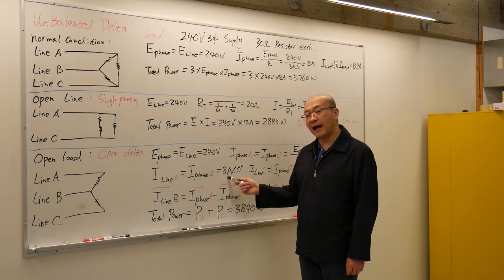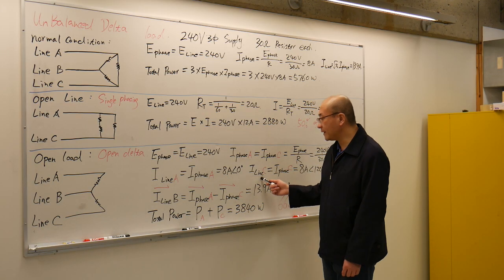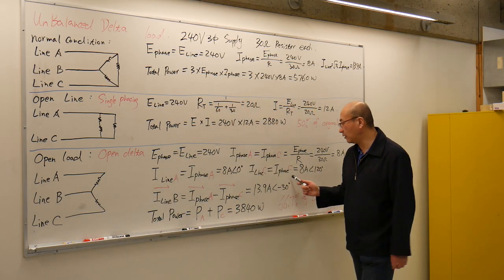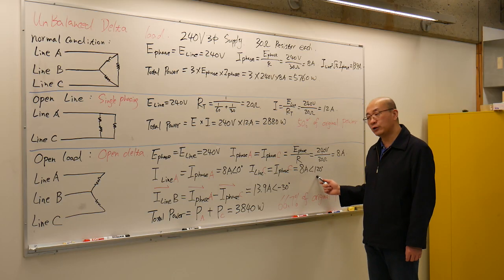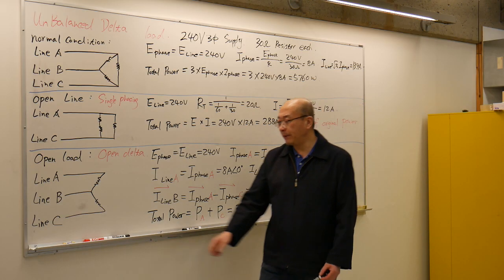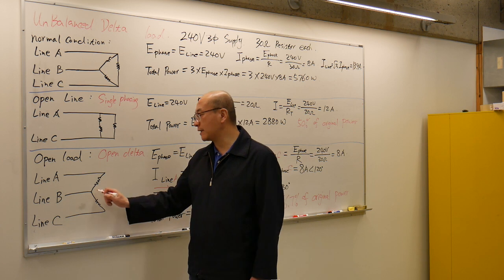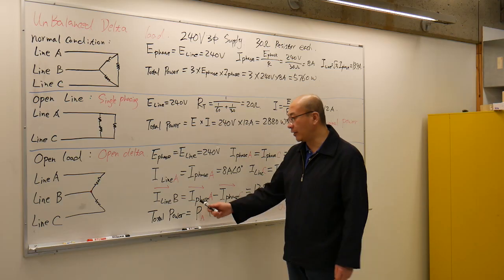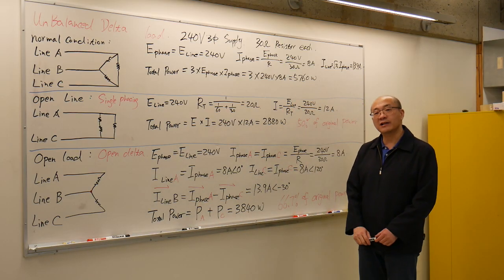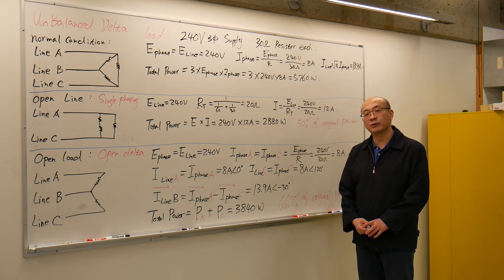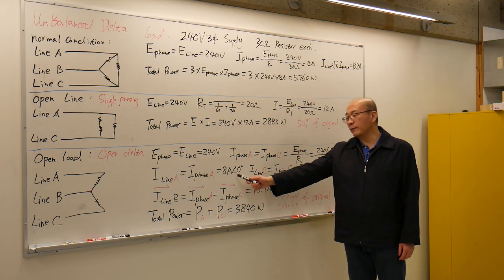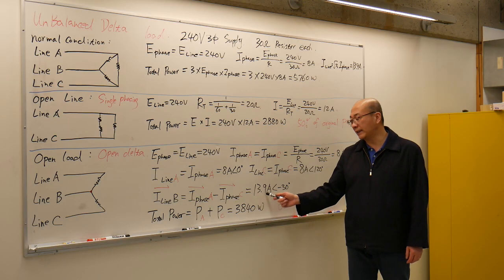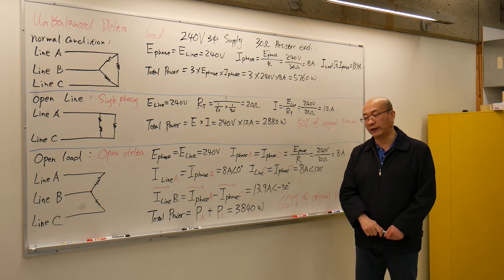It's also 8 amps at 0 degrees. Line C is in series with phase C, so it's 8 amps at 120 degrees. Line B is the one in the center, common to both phases. So the line B current is going to equal the difference of the phase currents, using vector subtraction. If we subtract these two vectors, we get a line B current of 13.9 amps at negative 30 degrees.